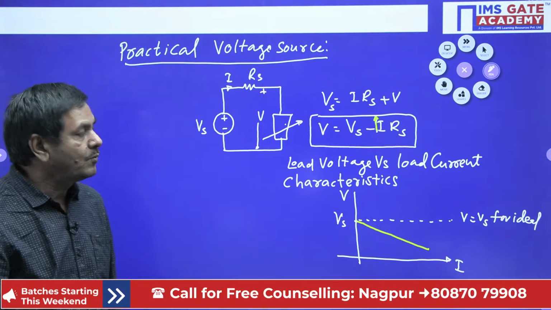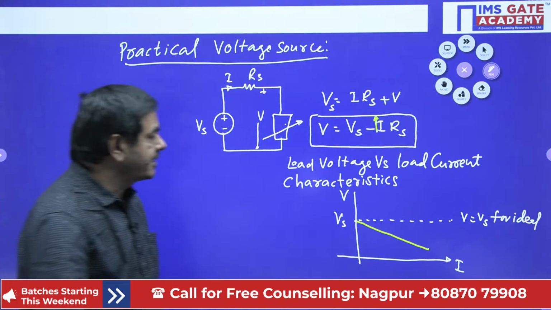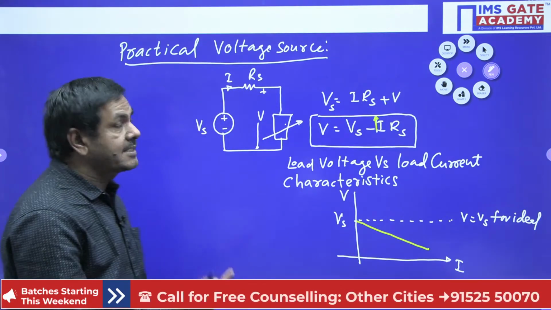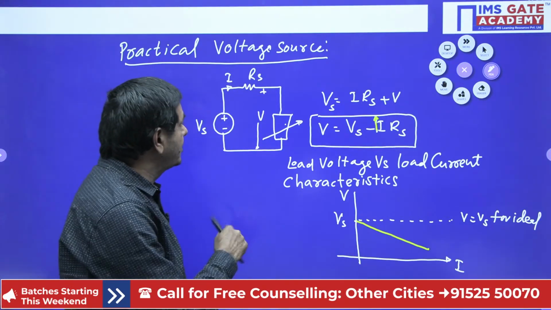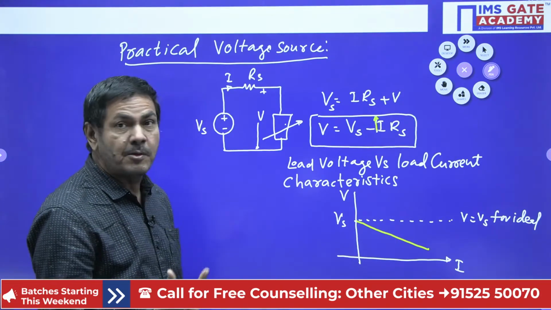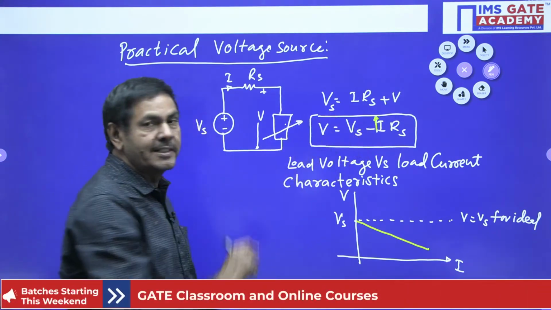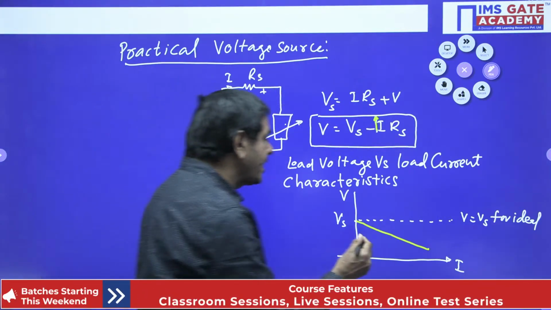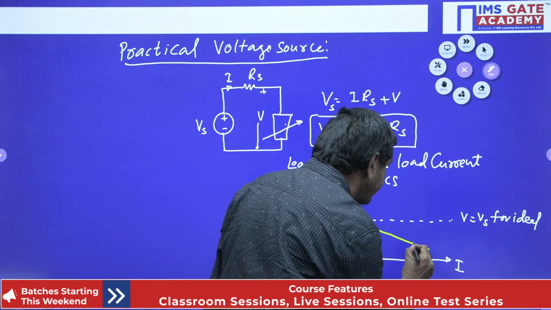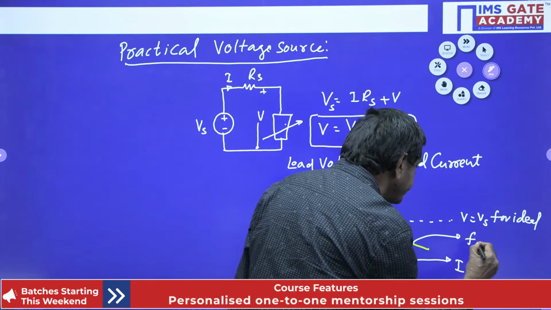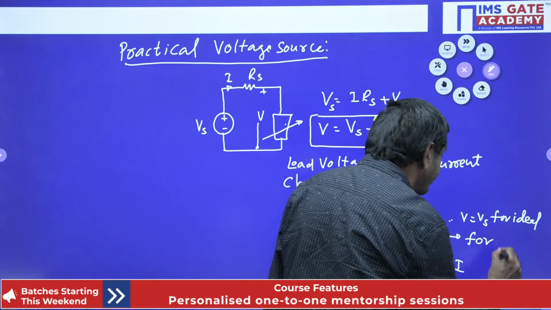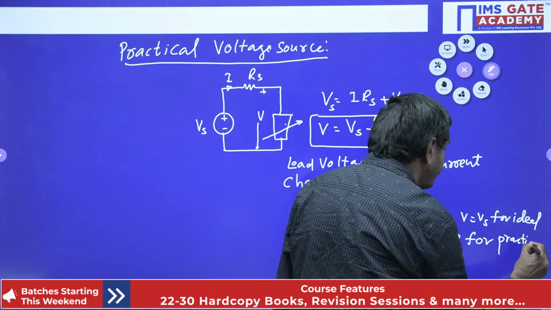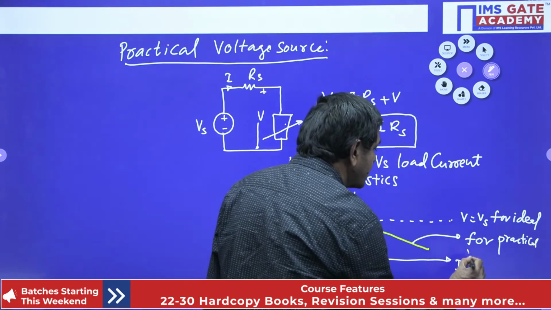A practical voltage source gives the VI characteristic in such a way. Why is it going down, sir? Due to the existence of Rs, the V value changes. The V value change is possible with the change of the I value. The change of I is also possible with the change of the load. So this characteristic curve I can get for the practical voltage source only.